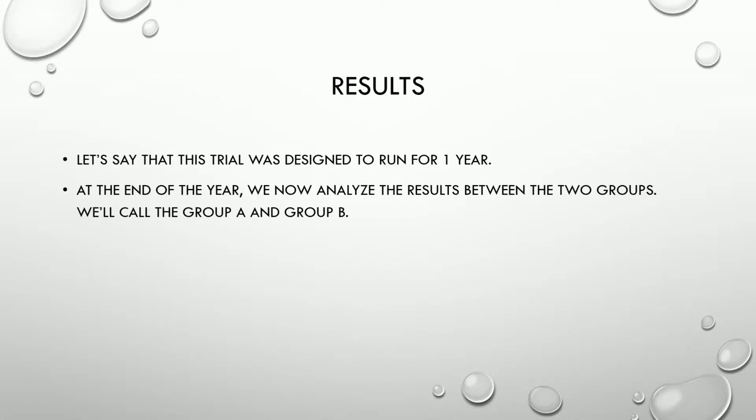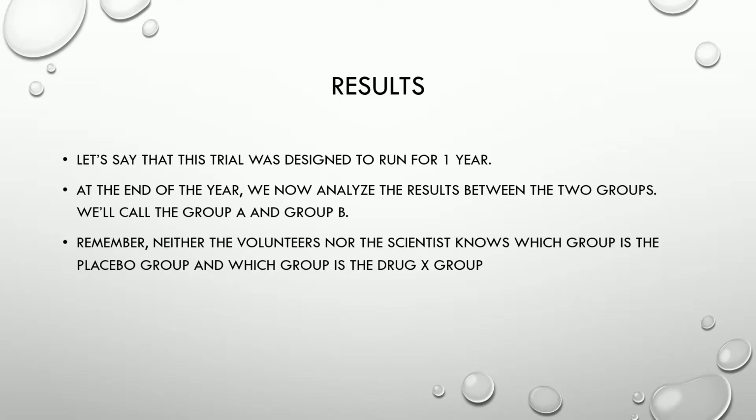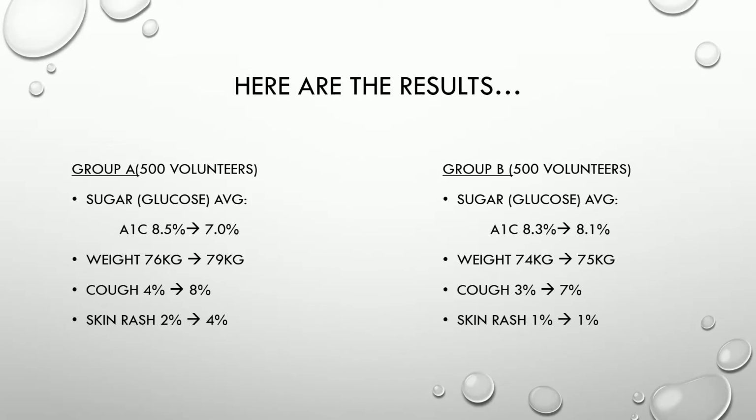So let's look at the results. Let's say that this trial was designed to run for 1 year. At the end of the year, we now analyze the results between the two groups. We'll call them Group A and Group B. Remember, neither the volunteers nor the scientists know which group is the placebo group and which group is the drug X group. So here are the results.